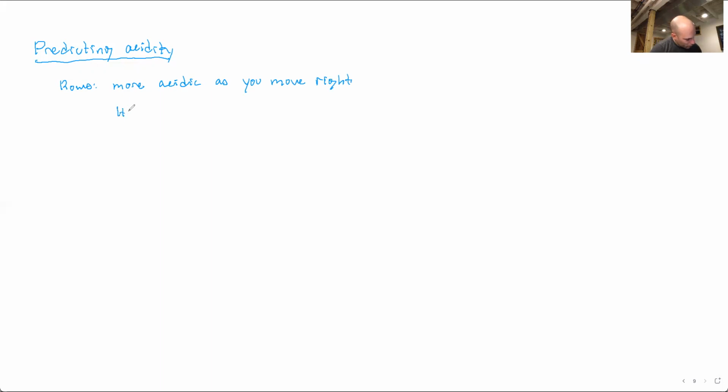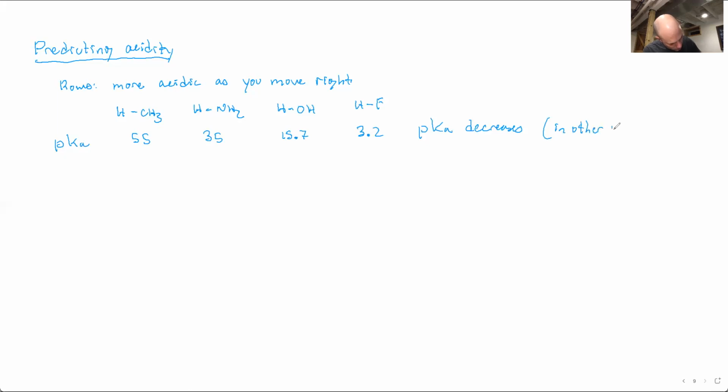And so I can think about, for example, our old friend methane, ammonia, water, and then hydrogen fluoride. So I'm going from left to right across the periodic table. And what we find is that the pKa of these decreases faithfully as I go to the right. Okay, so the pKa gets lower. In other words, the species become more acidic.